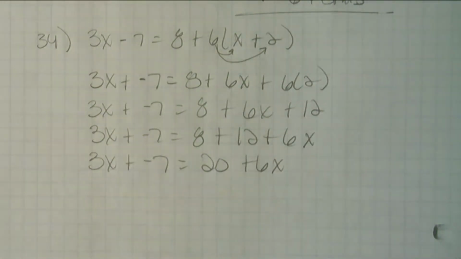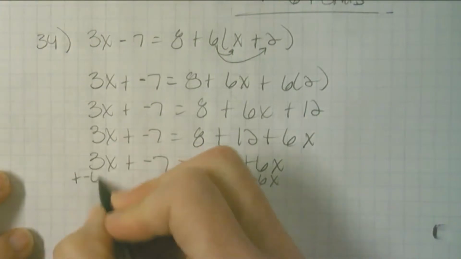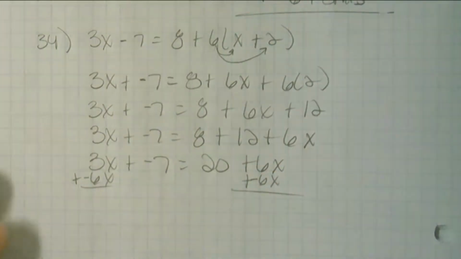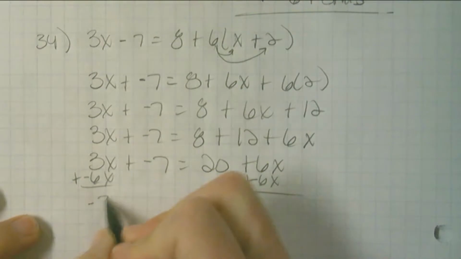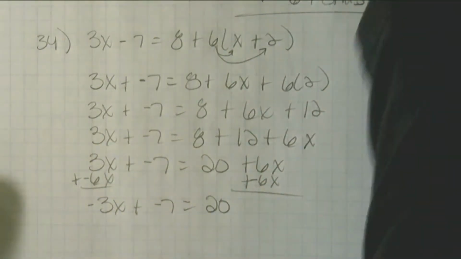So now that I have both sides simplified as far as I can go, now what? Colin, what should I do? You add negative 6x to both variable terms. Excellent. And again, you could have added 3x to both sides. You could have added 7 to both sides. You could have added negative 20 to both sides. So there's 4 different ways you could have started this. All right, so Colin, I'm left with negative 3x plus negative 7 equals 20. Now what would you like me to do?